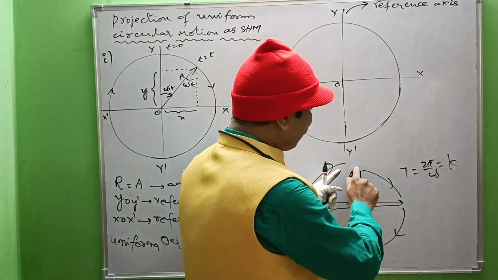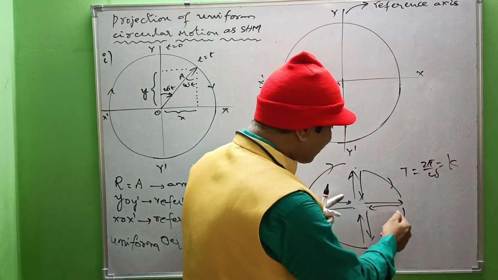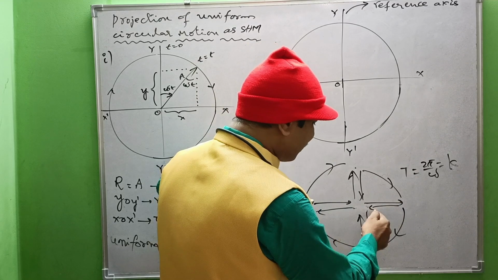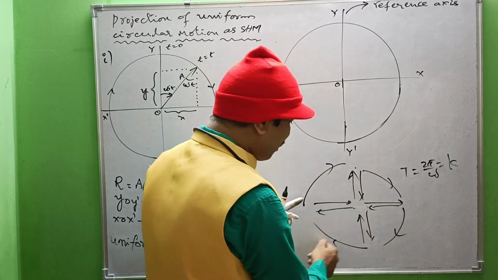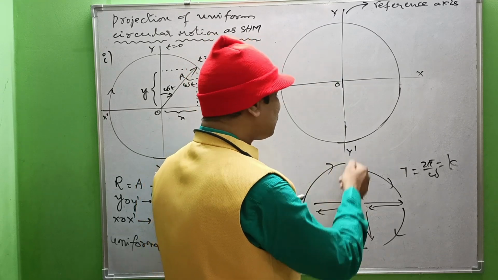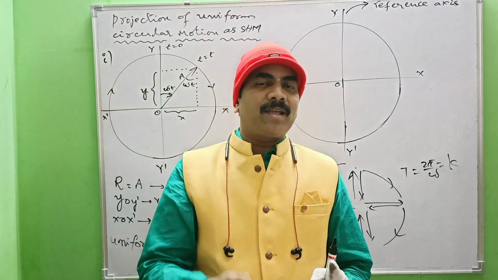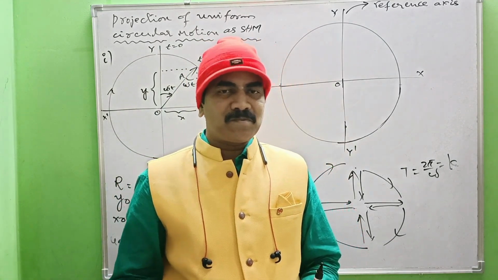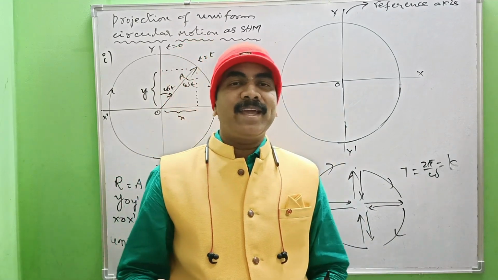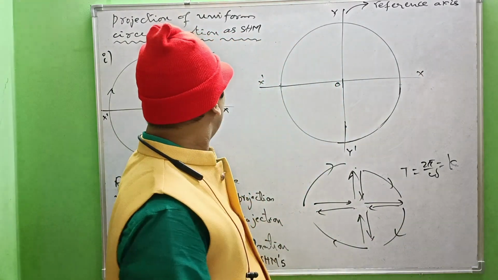See, during one revolution, here y decreases, x increases. In the second quadrant, x decreases, y increases. In the third quadrant, y decreases, x increases. In the fourth quadrant, x decreases, y increases. So within one revolution of the particle along the circular path with constant speed, its respective projections make simple harmonic motions about the center, right?